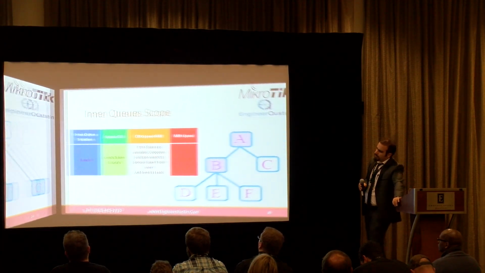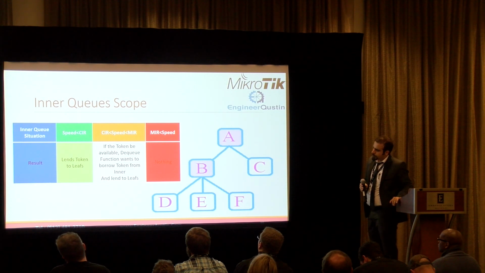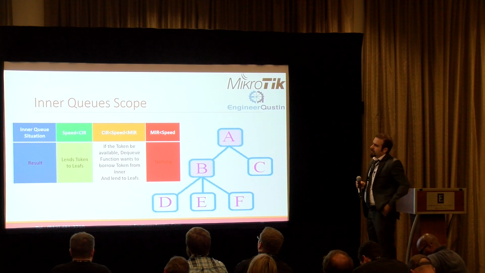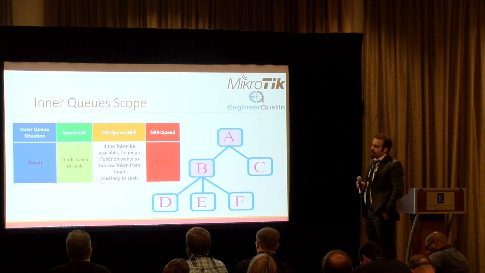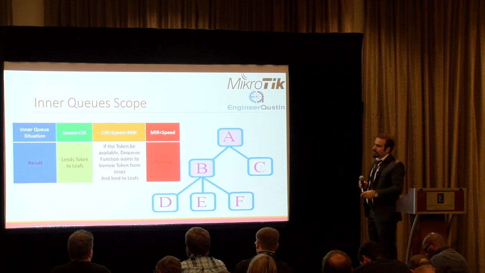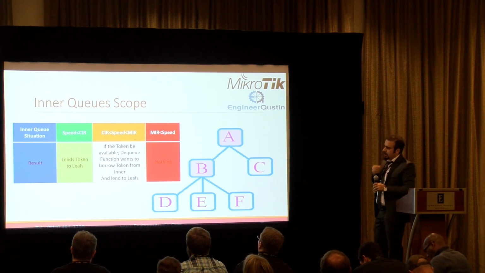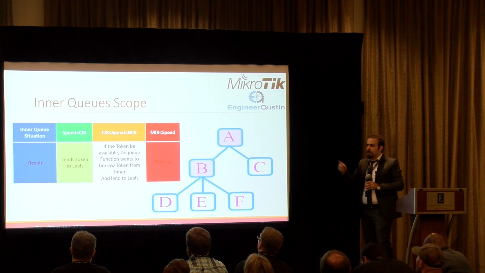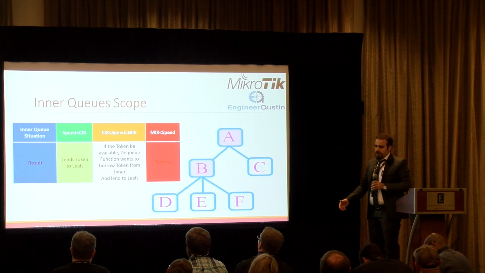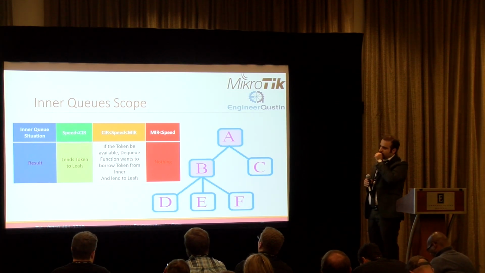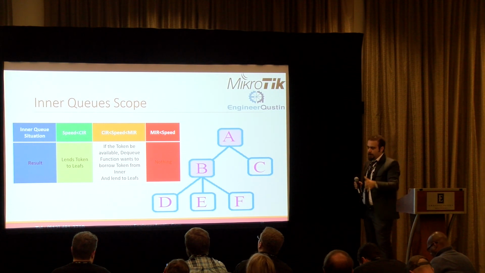What about the inner queue? In the inner queue, if you have an inner rate lower than CIR, the token is lent to the leaf. If you have a speed between the CIR and MIR, the token is borrowed from their parent and lent to their children. And if your rate is larger than the MIR, nothing happens. No borrowing, no lending.